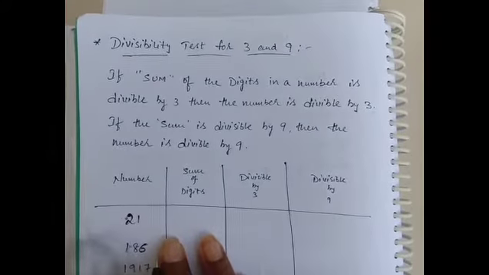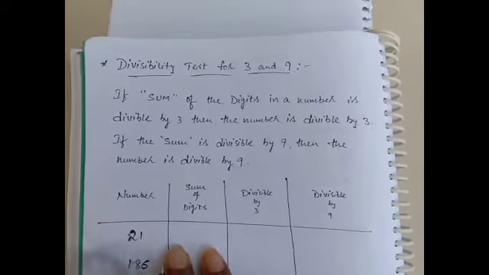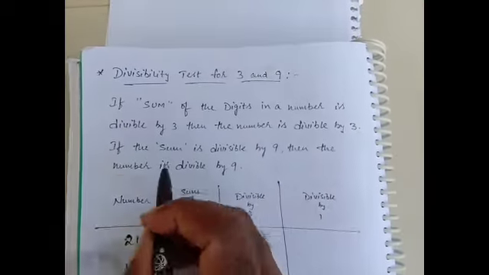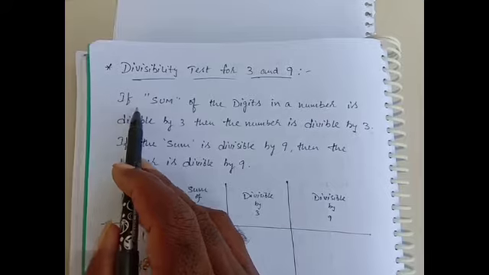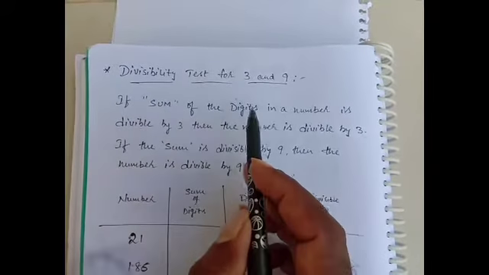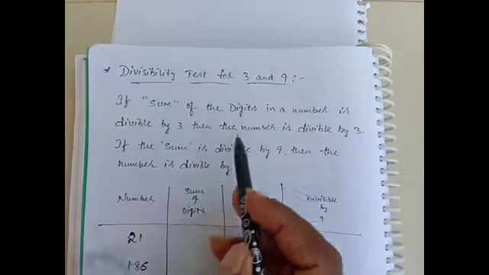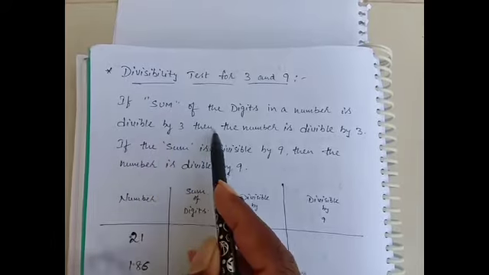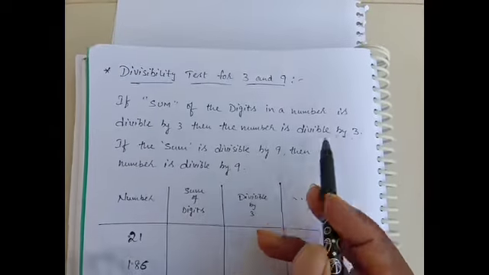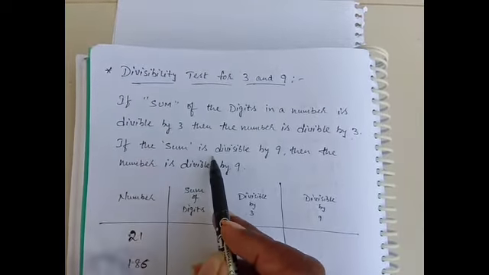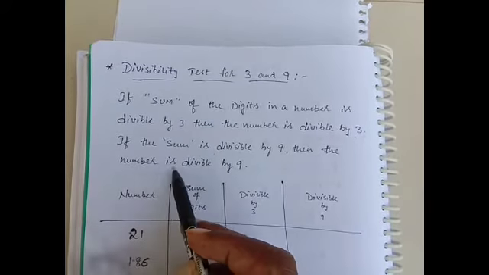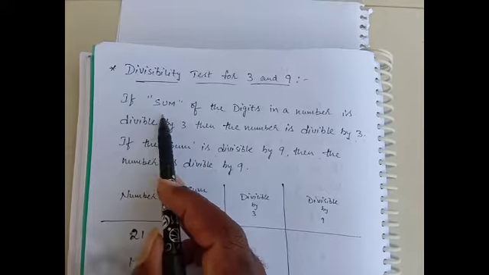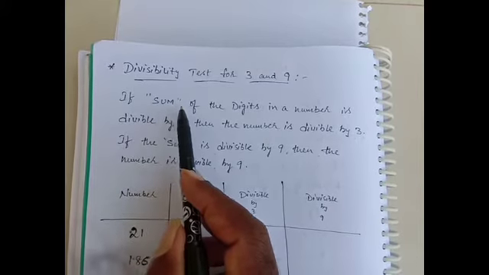Now let us check the divisibility test for the numbers 3 and 9. The rule is: if the sum of the digits in a number is divisible by 3, then the number is divisible by 3. If the sum of the digits of that number is divisible by 9, then the number is divisible by 9. Note here it is SUM, not SOME.